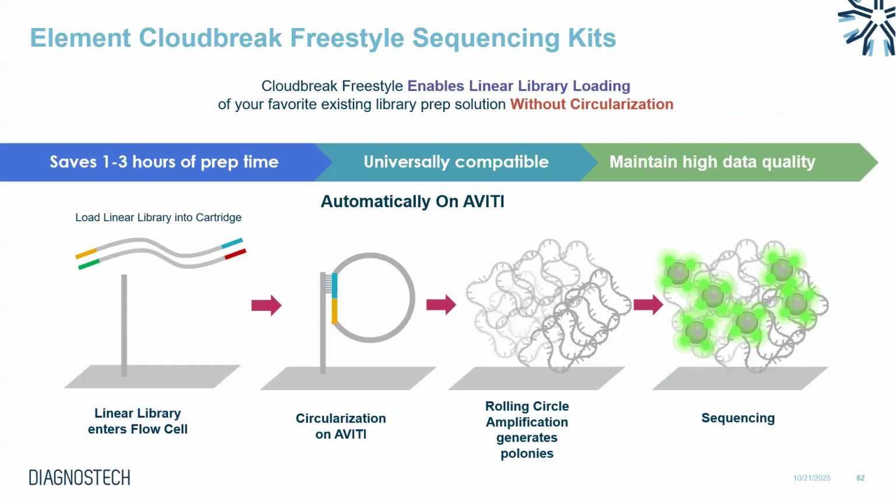One headache with new sequencing platforms is that sometimes the libraries are incompatible with the new sequencer or may require a conversion. For example, Illumina libraries need to be converted before you can sequence on MGI, but that is not the case for AVITI. With their Cloudbreak Freestyle sequencing chemistry, it directly supports more than 95% of libraries without the need for conversion, which saves time and money. So you can take your standard Illumina compatible libraries and easily sequence them on an AVITI with no extra steps.